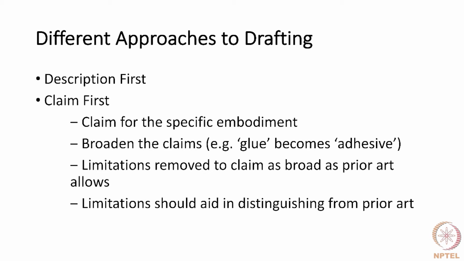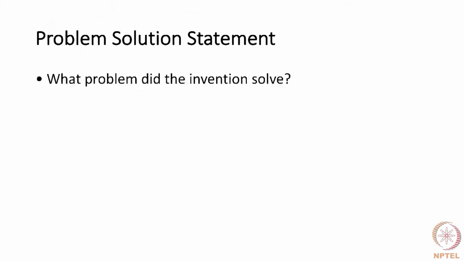So the advantage of drafting the claim first is it allows you to elevate the invention to the level of a concept. So you first draft the claim and then move towards the description. So the problem solution statement is what will be your first step to elevate the invention to the level of a concept. So you ask, what problem did the invention solve?